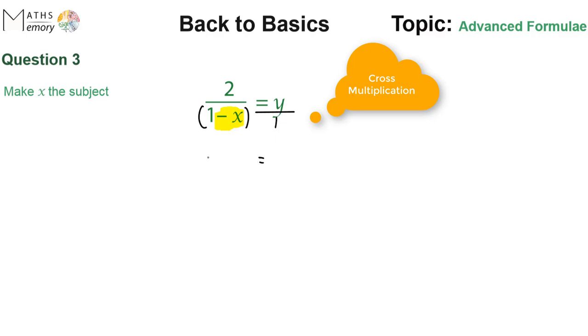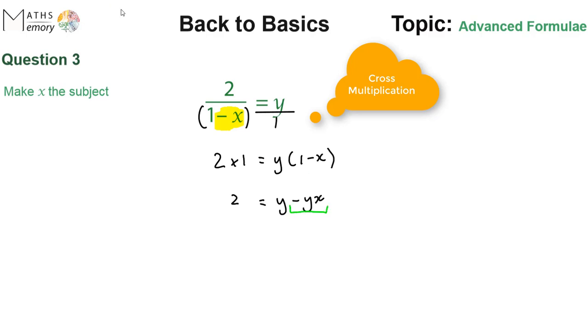So therefore we could say 2 times 1 equals y, 1 minus x. Look how we did this in terms of we put the y outside the bracket. Okay, so 2 equals y minus yx if we expanded the bracket. Let's just bring this minus yx to the other side now. If this makes sense, this is an x term.